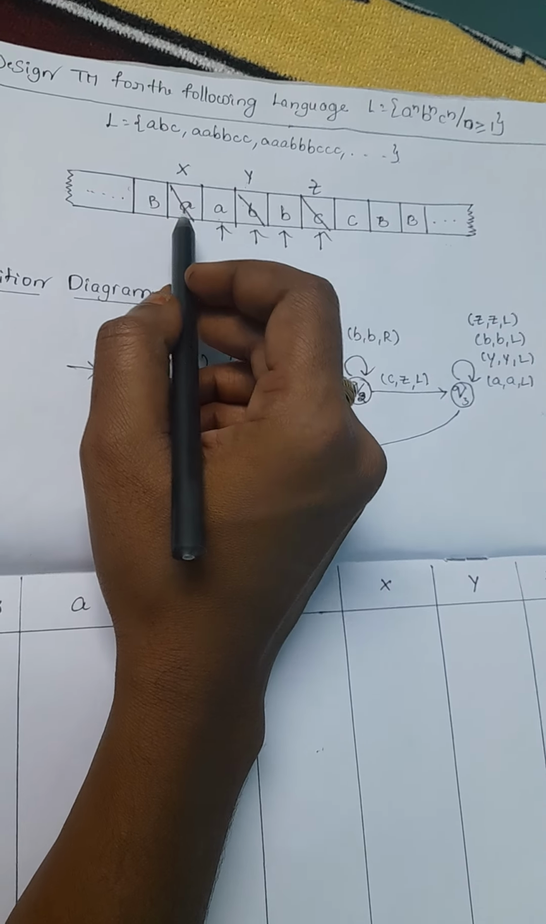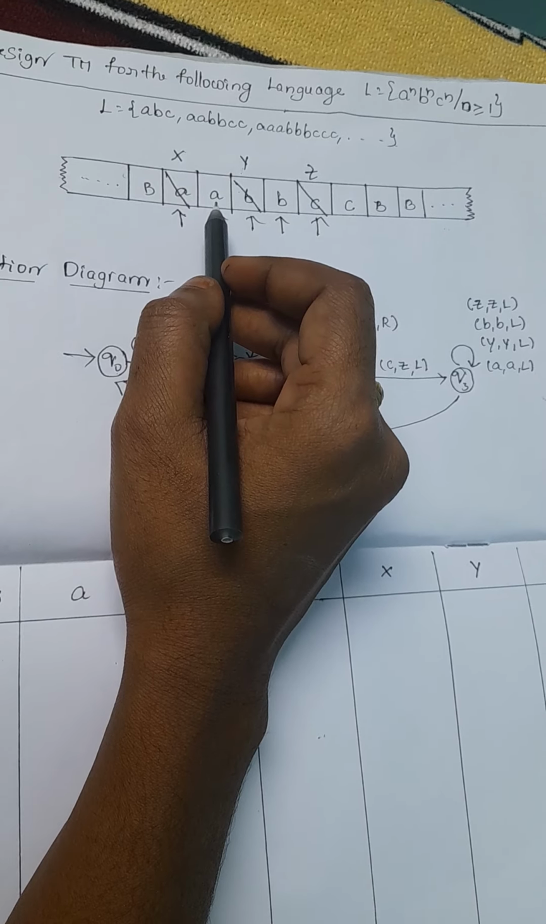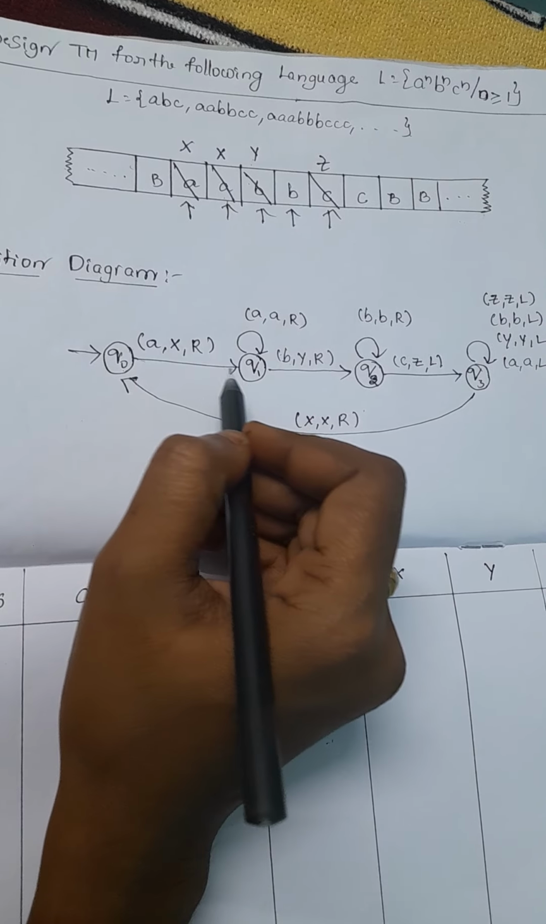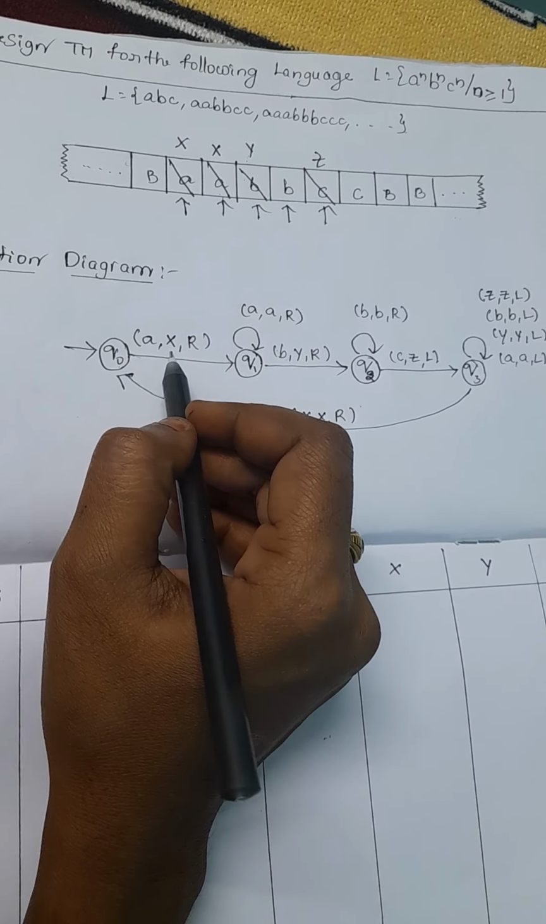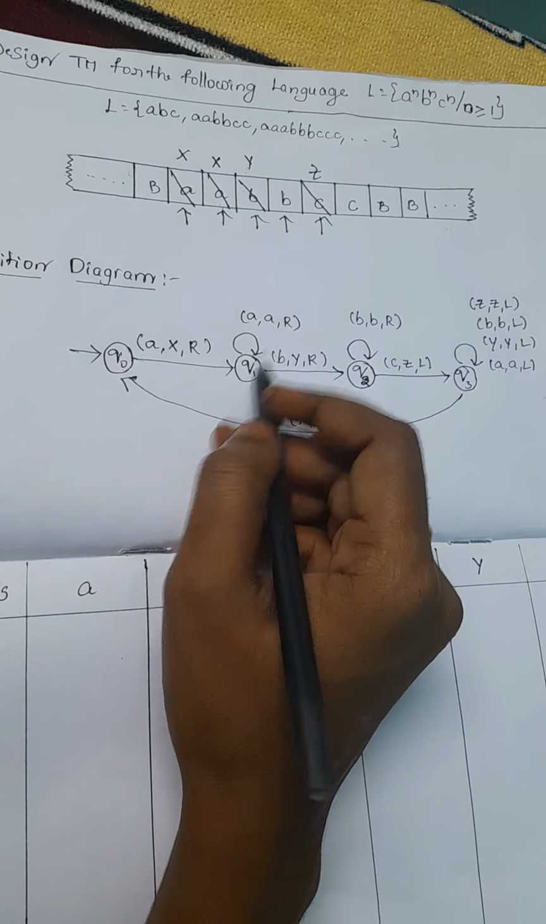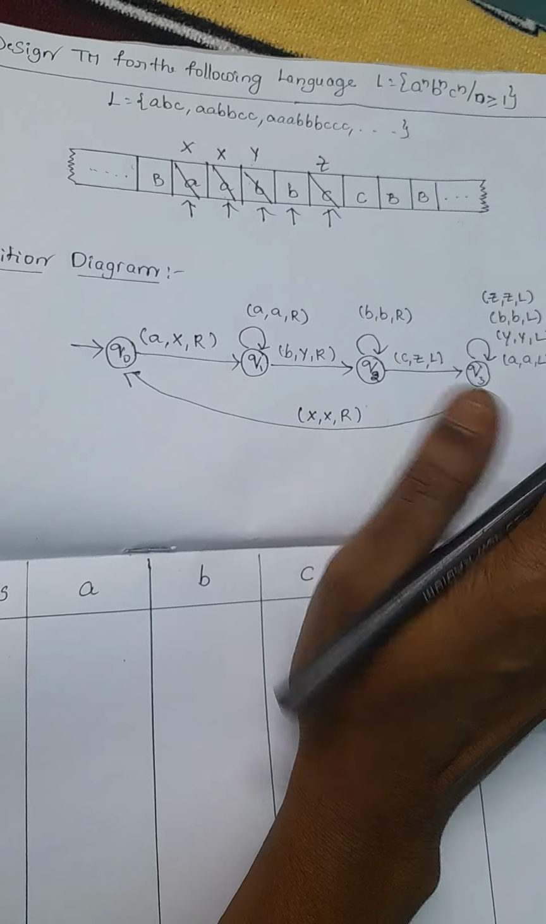Again from here, we will read again the second A. So this second A again will change to X. That is what we have already written here. So this is enough. It is enough for this one. Okay. And right now we are in Q1 state. So you just don't confuse while we are going back for the second time.